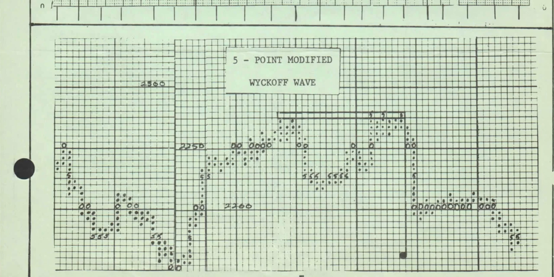This justification is stronger when the situation is viewed from a shorter-term perspective. The 5-point figure chart shows a count across the 2275 level, indicating an objective of 2160, which had come to within 3 points of being reached at the low on the 19th.